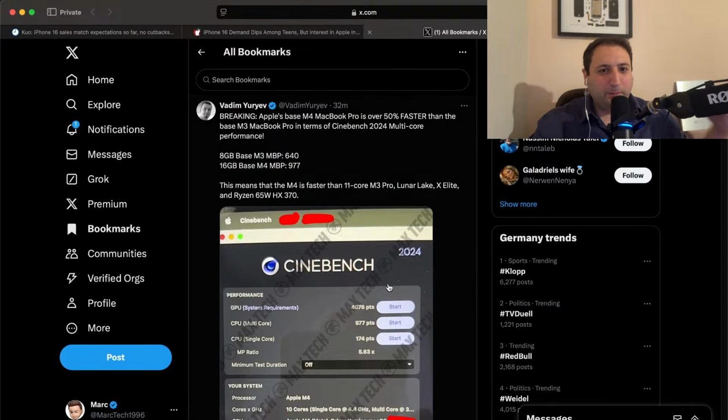Now we are getting to benchmark stuff, but we are not starting right away with benchmark stuff about the Dimensity 9400. We have talked about, of course, the stolen M4 MacBook Pros.